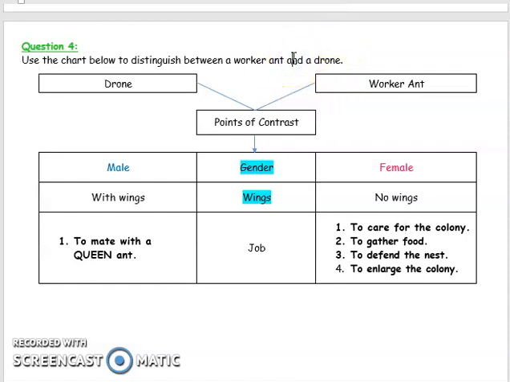The queen ant is a female ant, has wings, and after mating with a drone, and the queen ant's function is to lay eggs, and that's it.